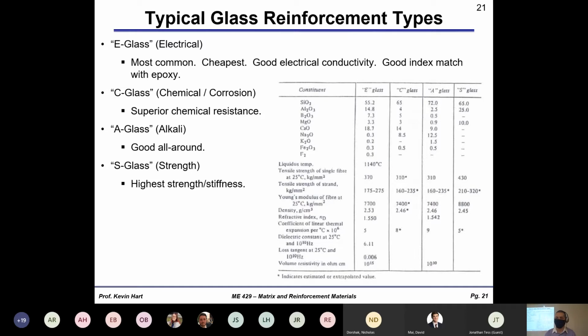All right. And then S-glass. S-glass is probably the second most common glass fiber reinforcement used in composites, and S-glass has the highest strength and the stiffness of all of them. Okay, so that chart kind of outlines the differences in their moduli and the relative inclusions of the various ions to give them those sorts of properties.